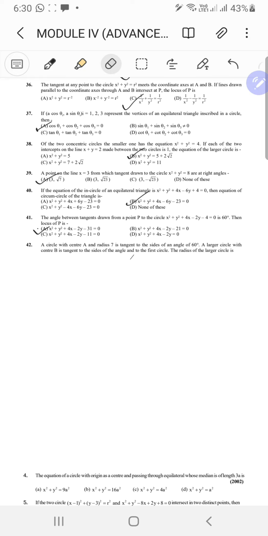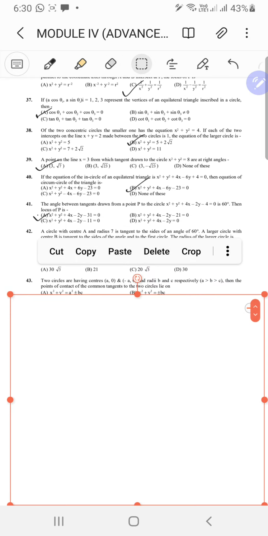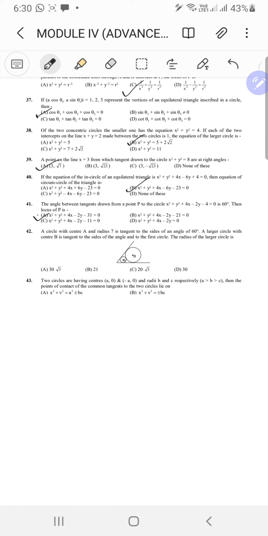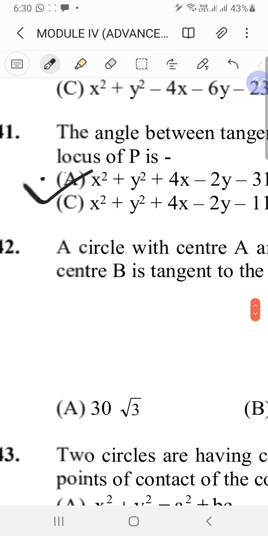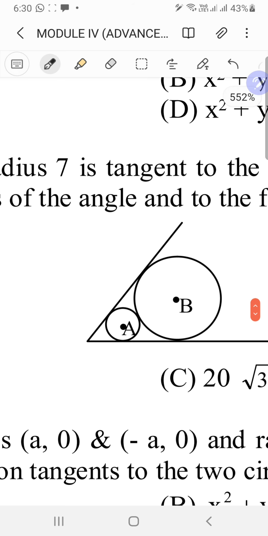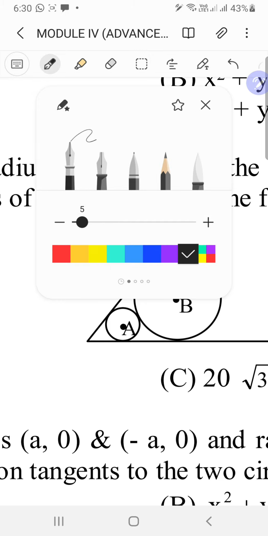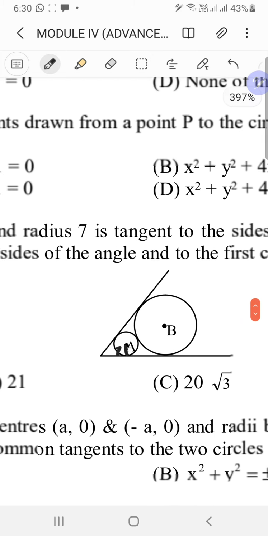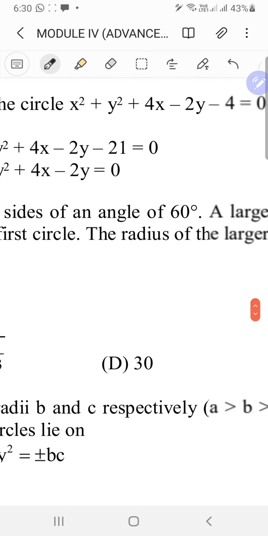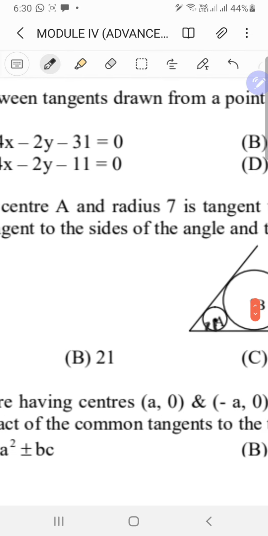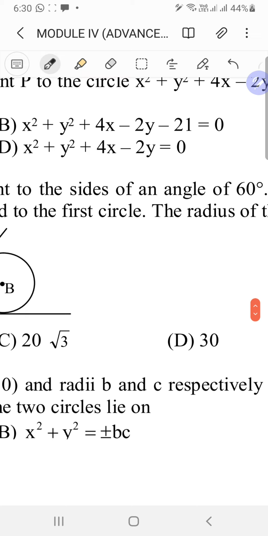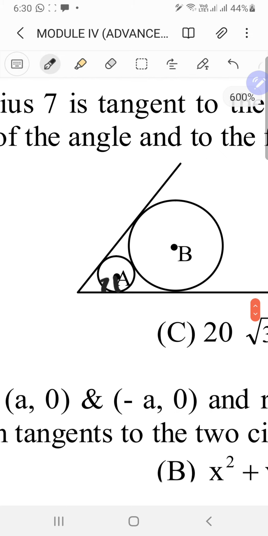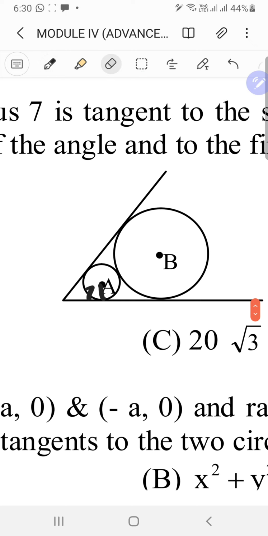Let's just do them fast. The radius of the larger circle is... oh, that's nice, they gave a diagram. A circle with center A and radius 7 is tangent to the sides of an angle of 60 degrees. A larger circle with center B is tangent to the sides of the angle and to the first circle. Radius of that circle? Oh, come on, this is very easy. This is fairly easy.